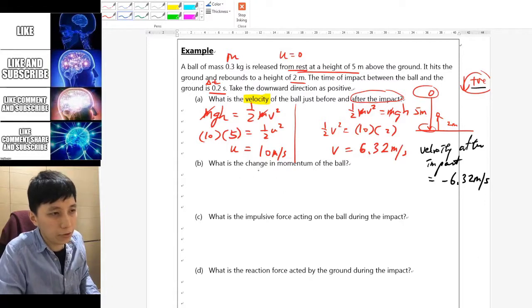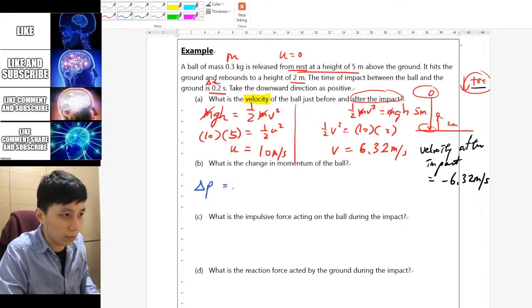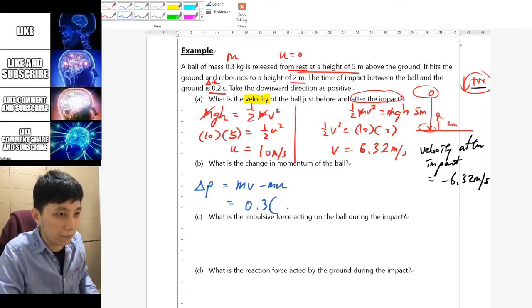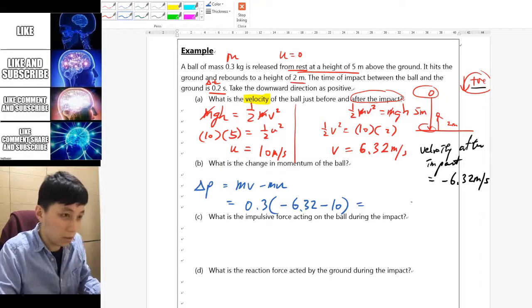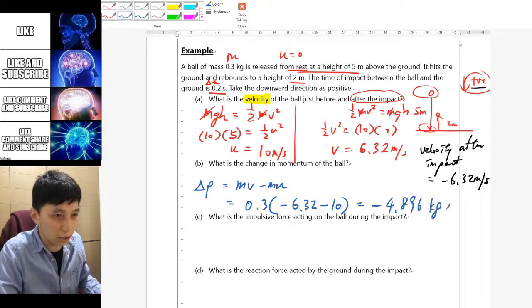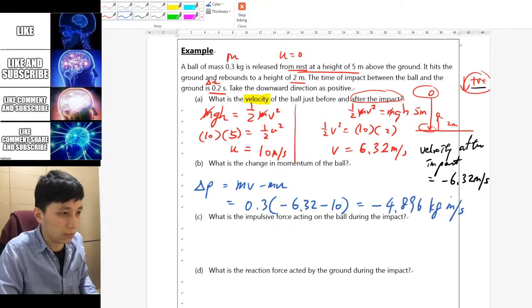Part B is asking you for the change in momentum. So you can write delta p equals mv minus mu, and then m you can have 0.3, v is negative 6.32 minus initial 10. So eventually you have negative 16.32 times 0.3, that becomes negative 4.896. The unit should be kg meter per second.